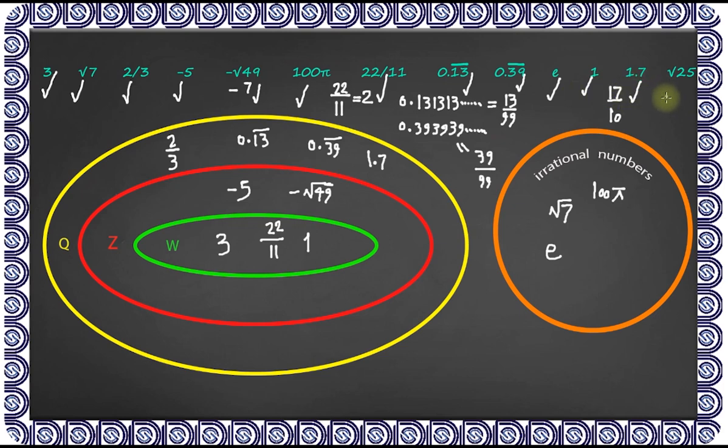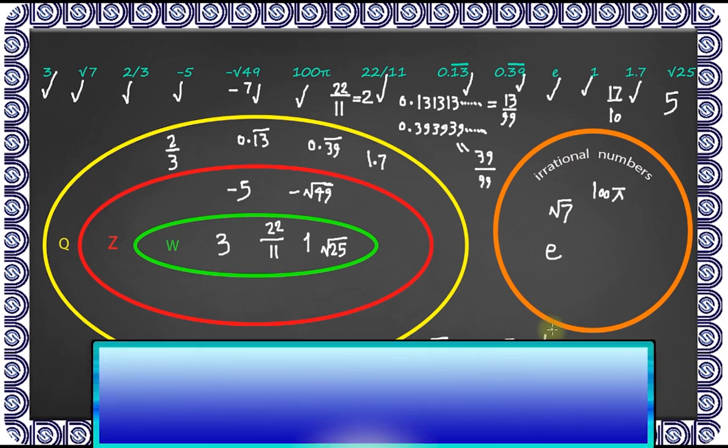The next one is the square root of 25, which equals 5. And it's a whole number and an integer, and of course it's a rational number because the square root of 25 is 5, and 5 could be written as 5 over 1. And 5 over 1 is a rational number.